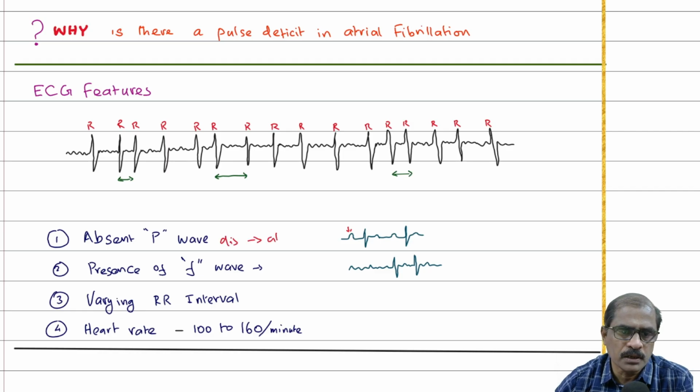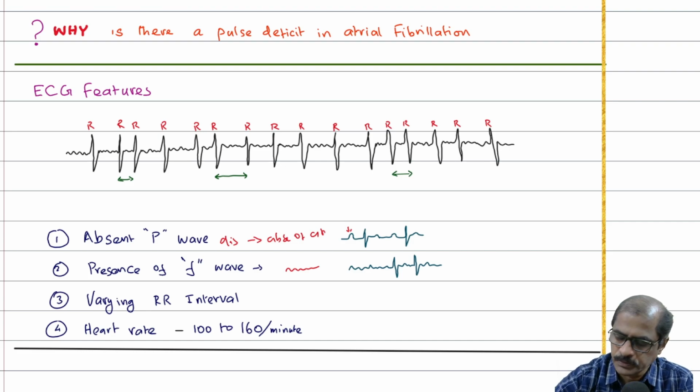This is mainly because of the absence of atrial contraction, presence of fibrillatory waves, varying RR interval, and the heart rate is around 100 to 160 per minute. So these are the features of atrial fibrillation.